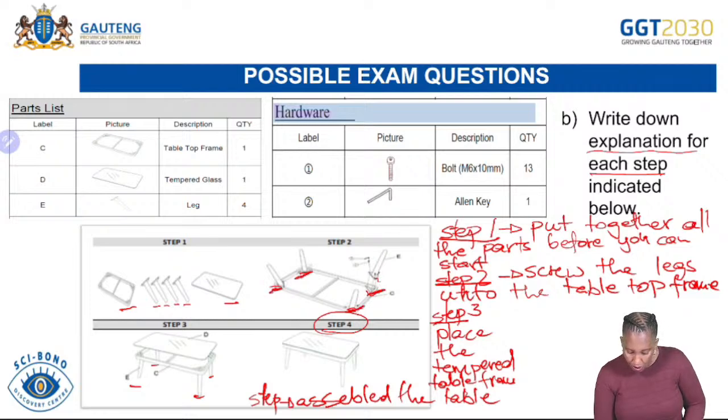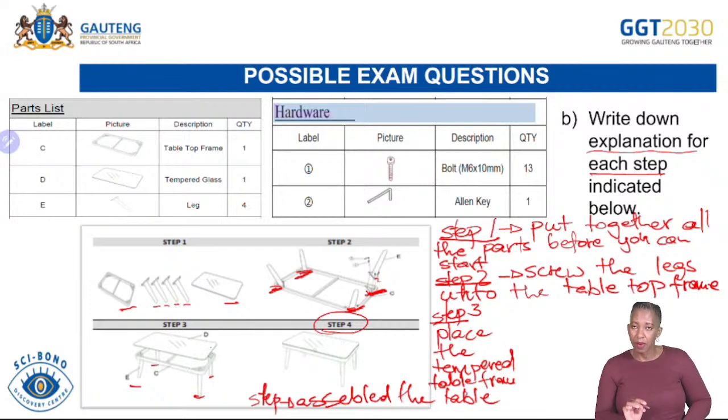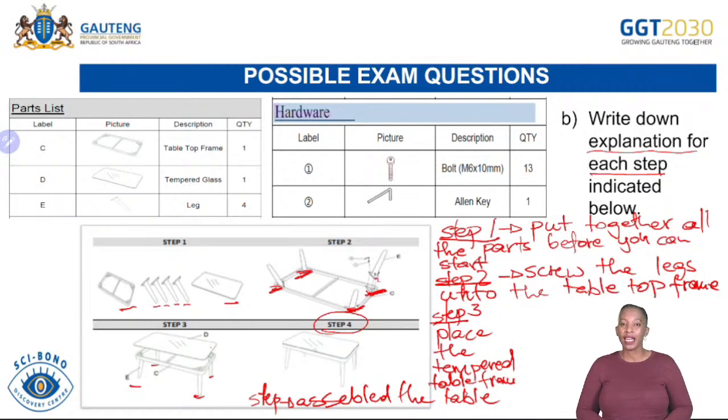So when we are doing this part, putting the legs here, what are we using? We are using the screws. Meaning in step number 2, when I say screw together, we take the screws or the bolts, put them in the bolt slots, and then we screw using the Allen key. When we are done, we place the tempered glass. Here is our tempered glass. We place it on the table, and then step number 4, we have an assembled table, which is our desired outcome.